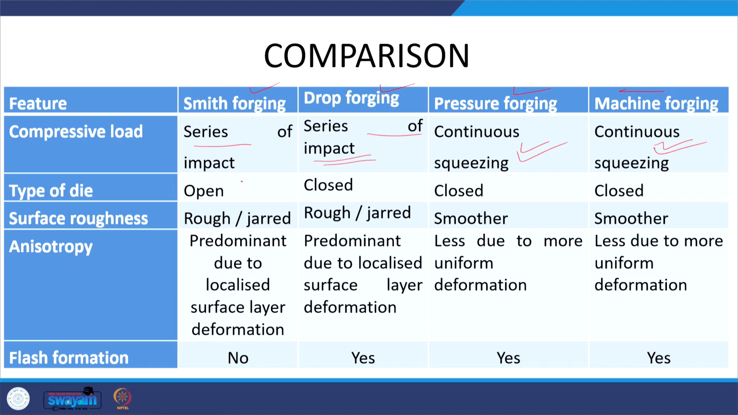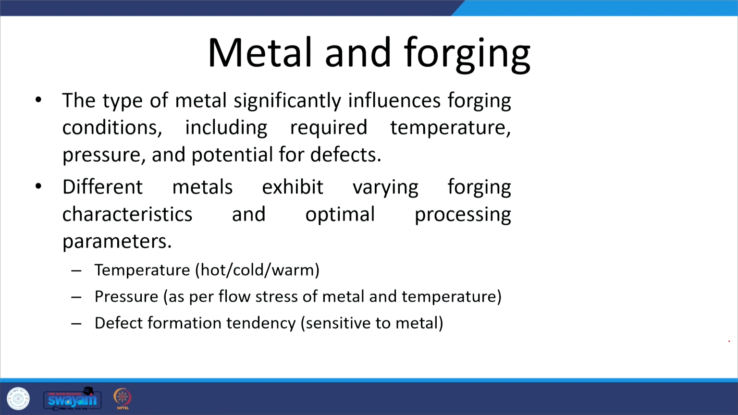The type of die: for smith forging it is open, and for draw forging, press forging and machine forging it can be closed. The surface roughness produced through smith forging and draw forging is rough and jarred, and it is smoother in press and machine forging. Anisotropy is significant in both smith and draw forging, and it is lesser in press and machine forging. There is no flash formation in smith forging, but in draw forging, press forging and machine forging flash is produced.